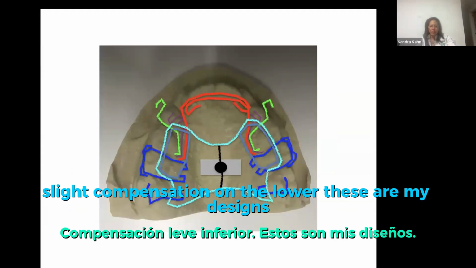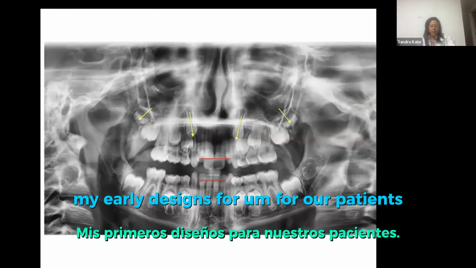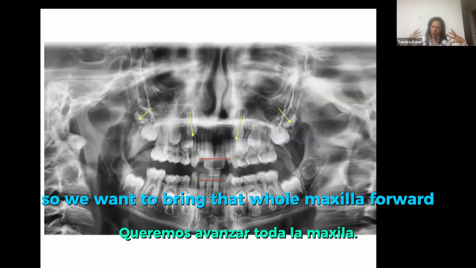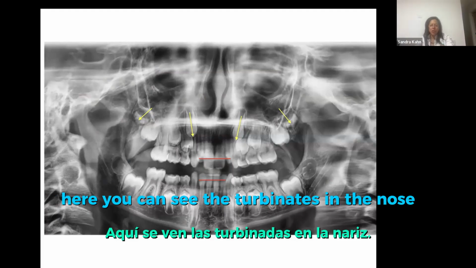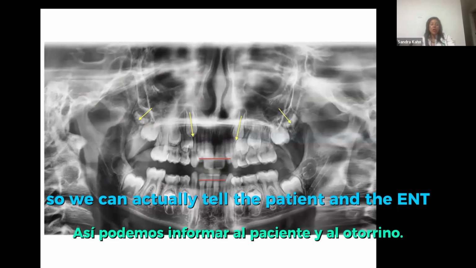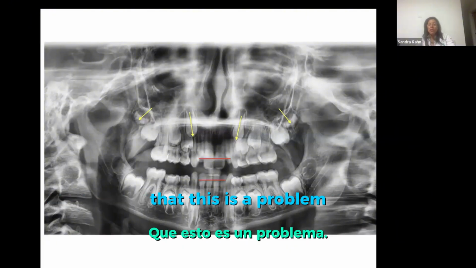These are my early designs for our patients. We look at where the teeth are coming and we need space. So we want to bring that whole maxilla forward. Here you can see the turbinates in the nose, which is what I look at today. We have our nasometer, so we can actually tell the patient and the ENT that this is a problem.